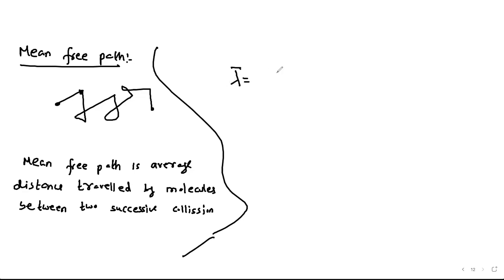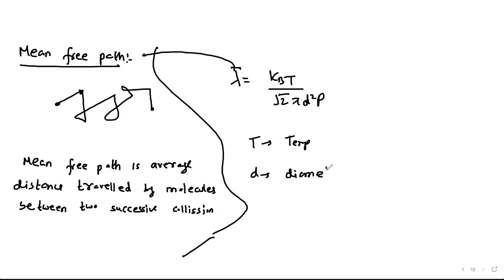I'm also writing the expression, although it's not required. Lambda equals kT over root 2 pi d square P. This T is temperature. This lambda is the mean free path. This d is the diameter of the molecule. P is the pressure. That's it. This is mean free path. Just note it down. This completes your kinetic theory of gas.